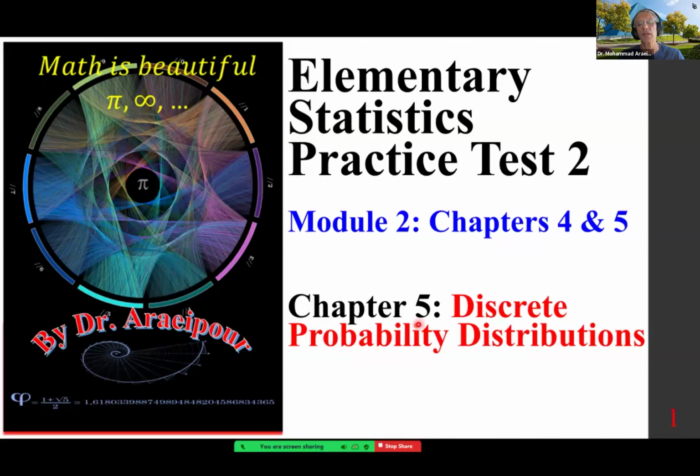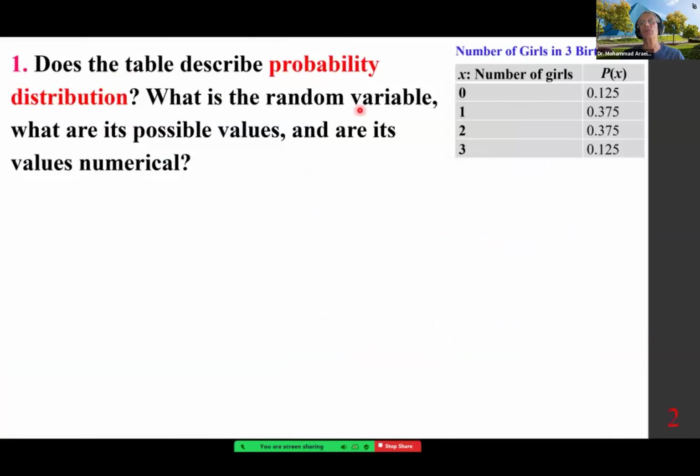Here's chapter 5, discrete probability distributions. Does this table describe probability distributions? What is the random variable, what are its possible values, and are its values numerical? So here's the table, number of gears in 3 pairs. X represents the number of gears that can be 0, 1, 2, 3. Probability for X being 0 is given as 0.125, for 1 is 0.375, for 2 is 0.375, for 3 is 0.125.